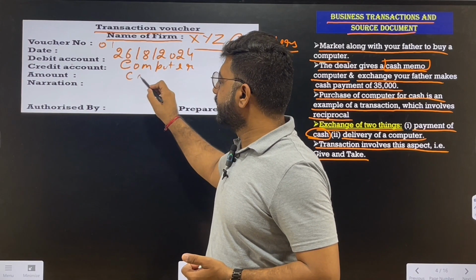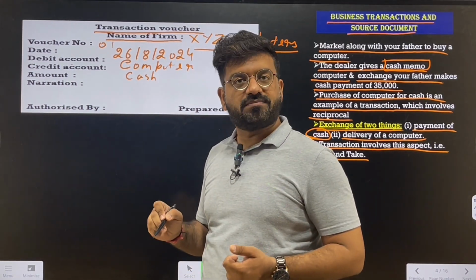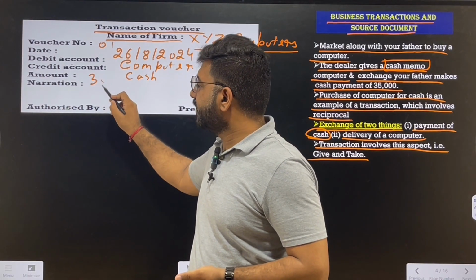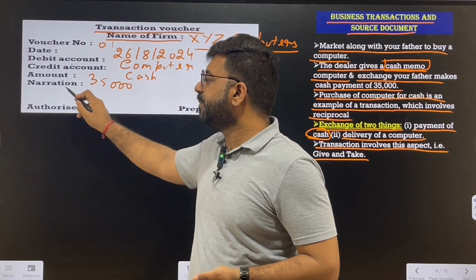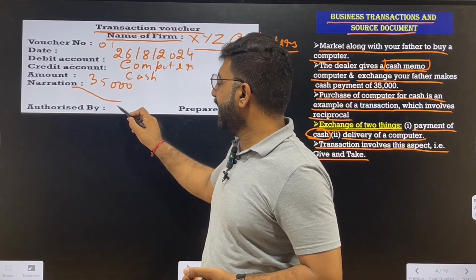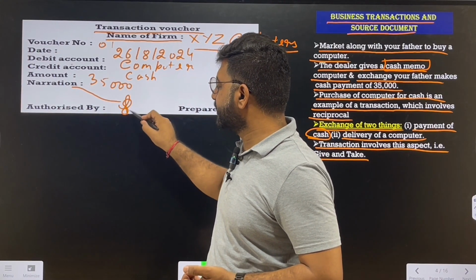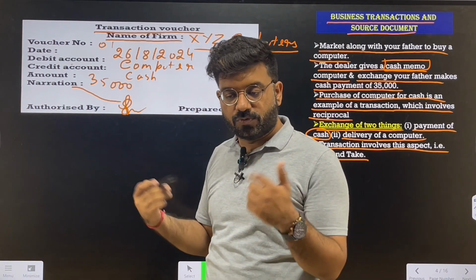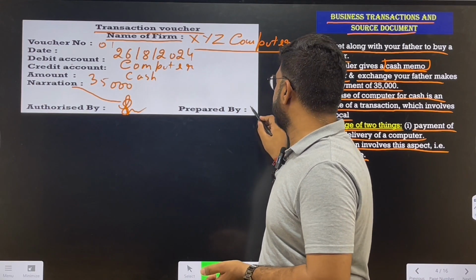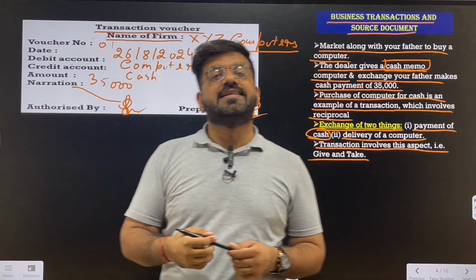Second, the credit item is the cash. Whatever, these are the items which are to be recorded. What is the amount? 35,000. Narration simply means a summary of what has happened here. Next, authorized by: this will be signed by the person who is selling the goods, and prepared by: whoever prepared this will sign it, so that this can be made a proper proof.